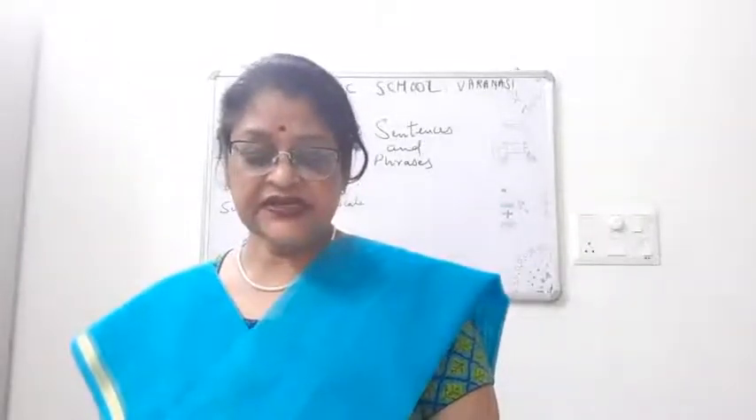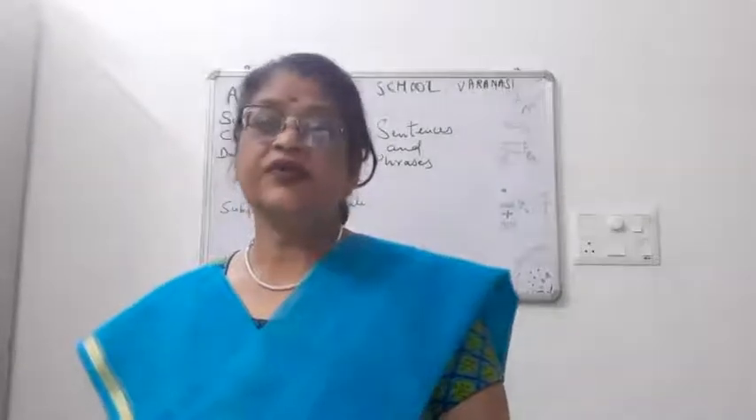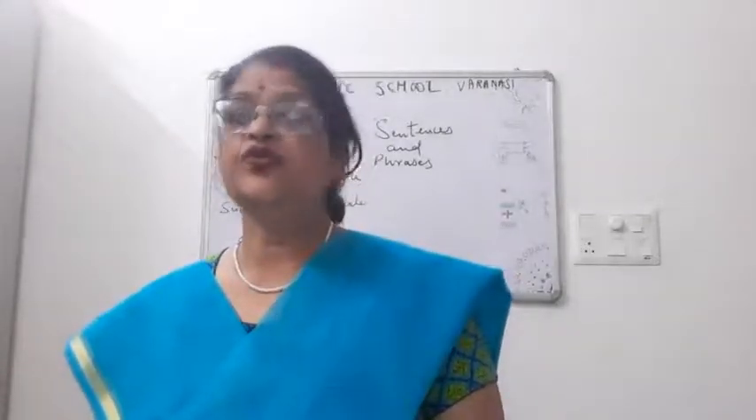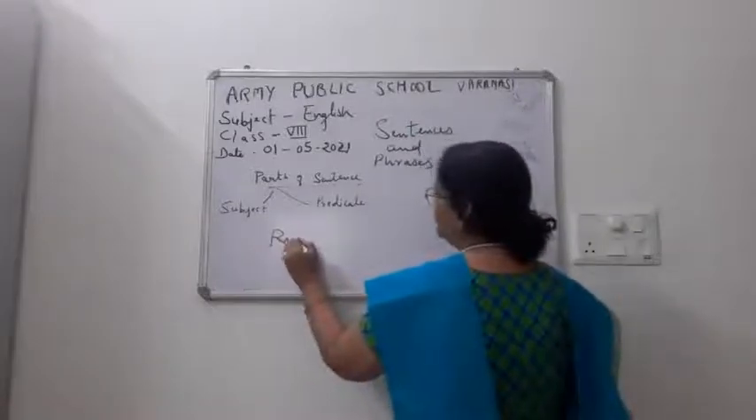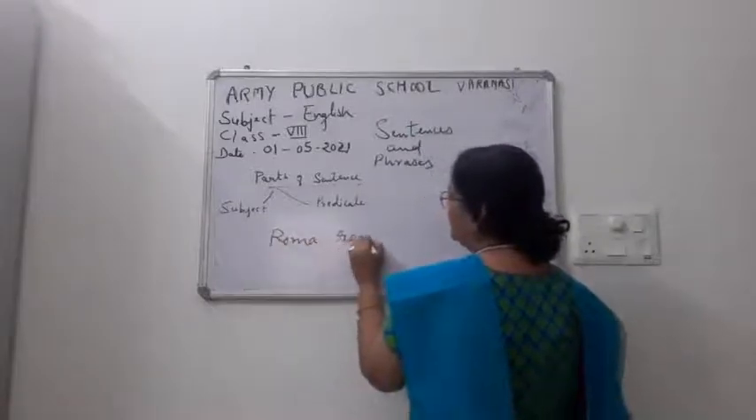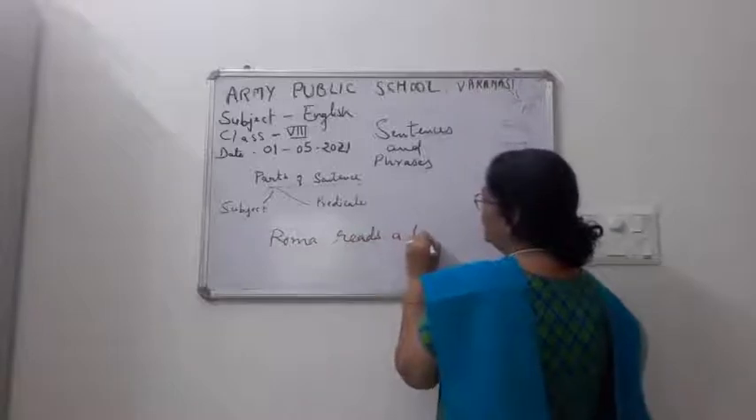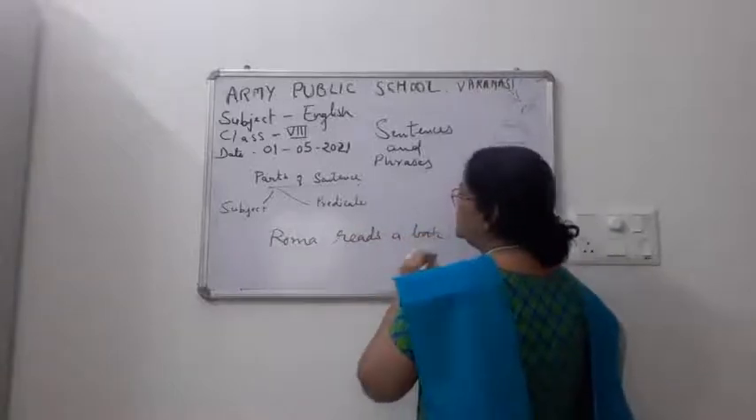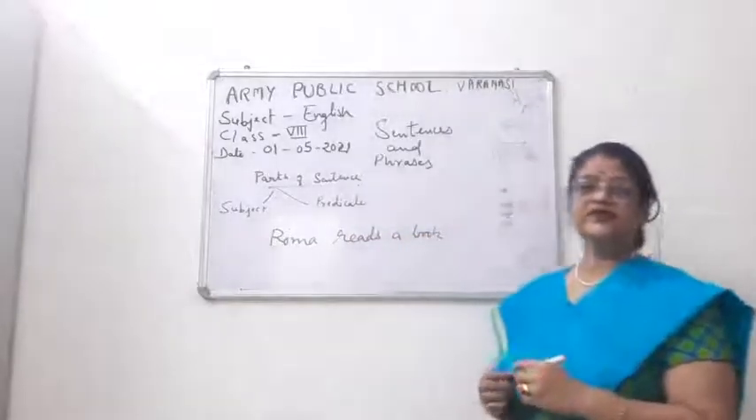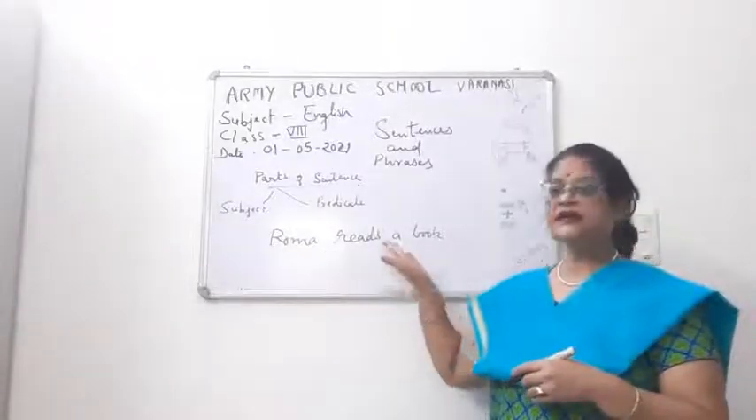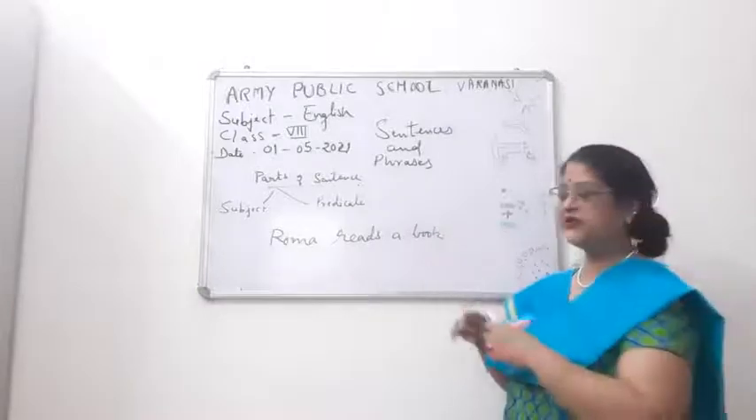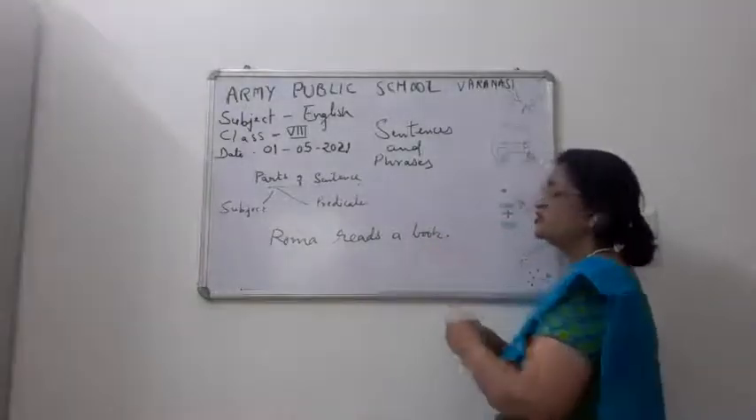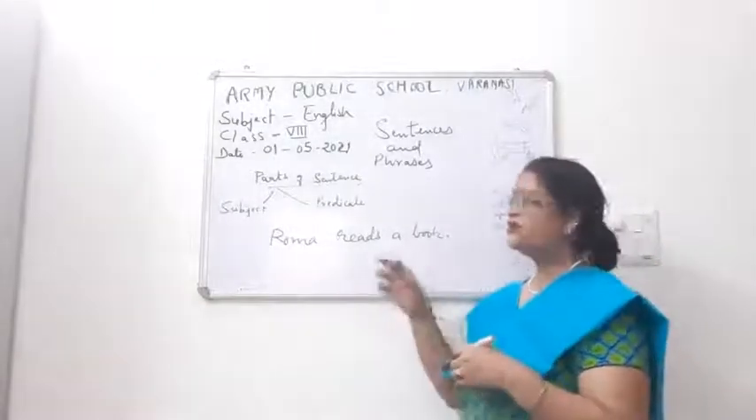I mean to say, children, Roma reads a book. This is the example from your book only. Roma reads a book. Now, this is a sentence. First of all, it has a complete meaning. It starts with a capital letter. It ends with a full stop. It is a full stop here. So, children, you can see Roma reads a book.